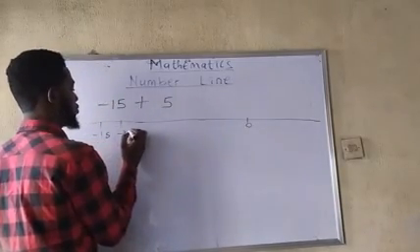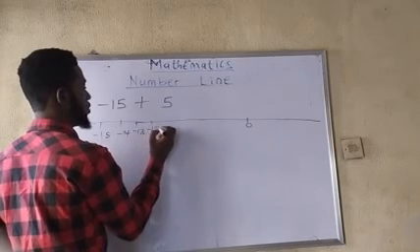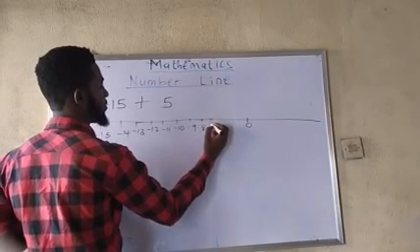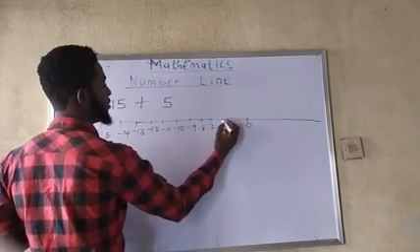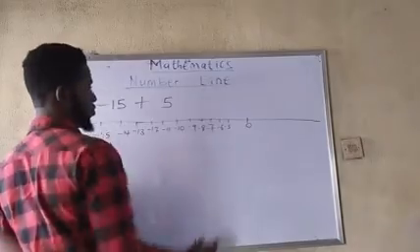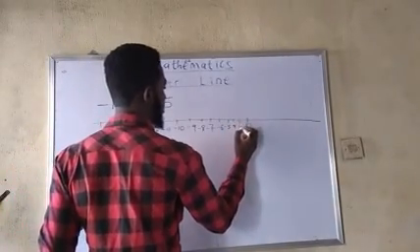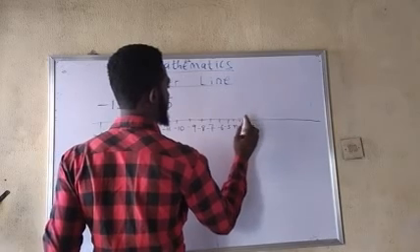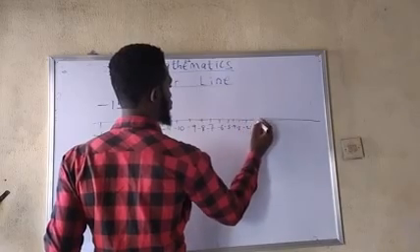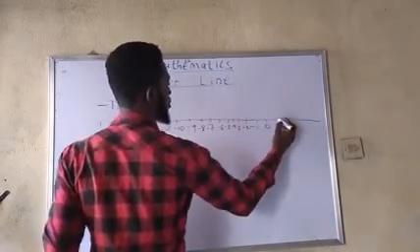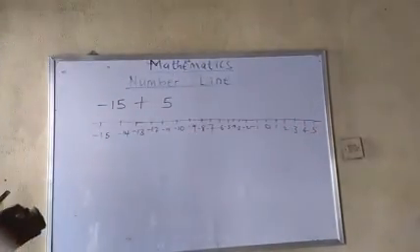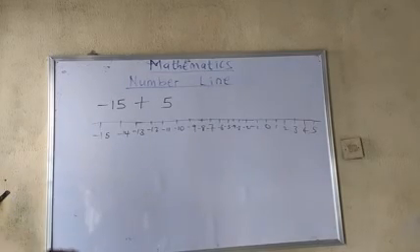So you have minus 15, minus 14, minus 13, minus 12, minus 11, minus 10, minus 9, minus 8, minus 7, minus 6, minus 5, and so on, up to minus 4, minus 3, minus 2, minus 1, 0. Okay, 1, 2, 3, 4, 5. Now, when you do this, and then you have minus 15 plus 5.